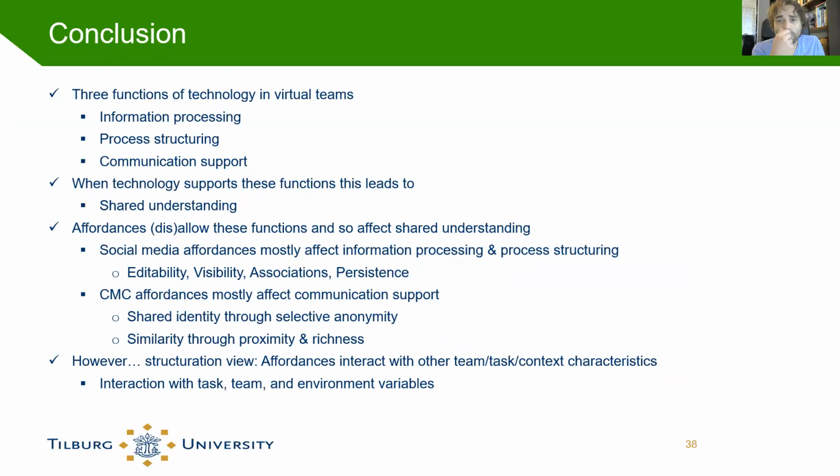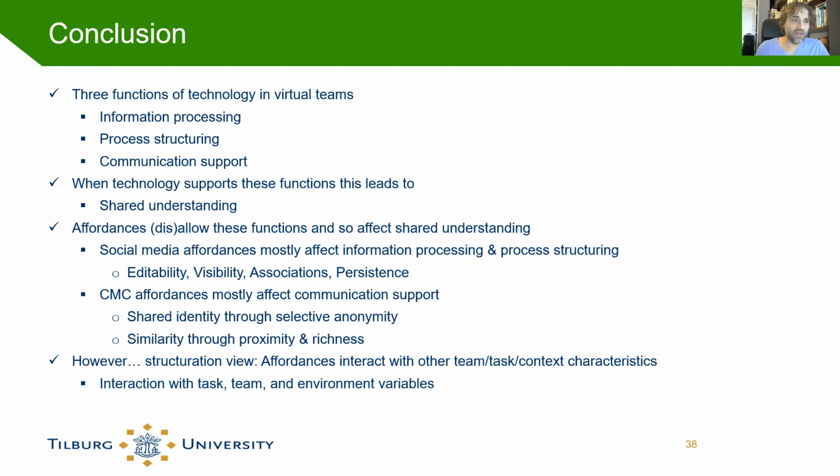In short, I want to point out the conclusion of the virtual teams part, which we take with us in the next slides: there are 3 functions of technology in virtual teams: information processing, process structure, and communication support. When technology is able to support these functions, people will reach a shared understanding, which is a very good thing for team performance.